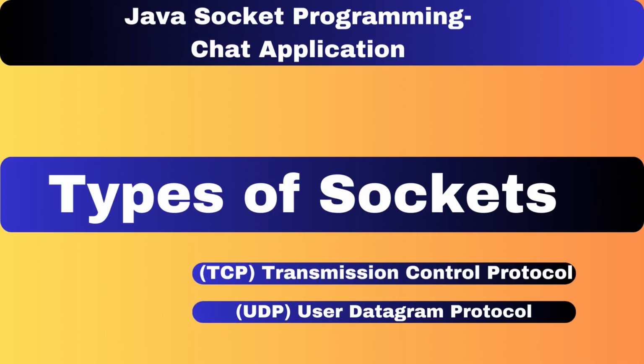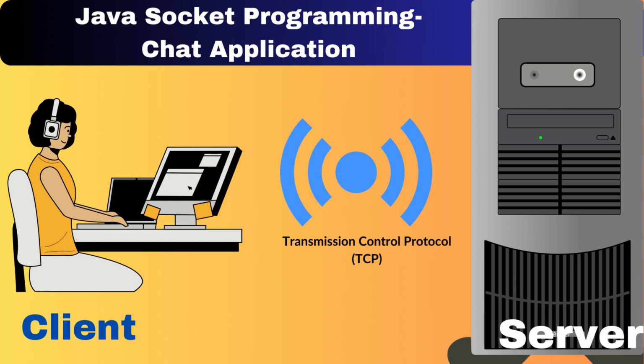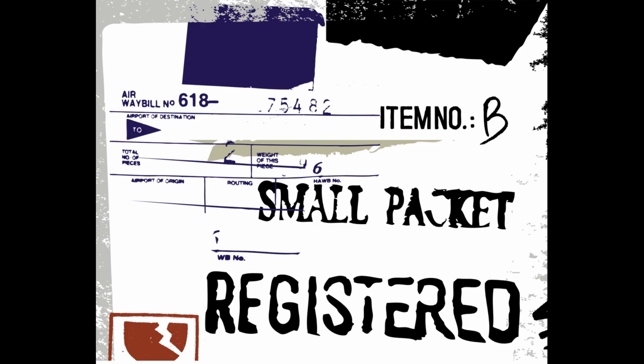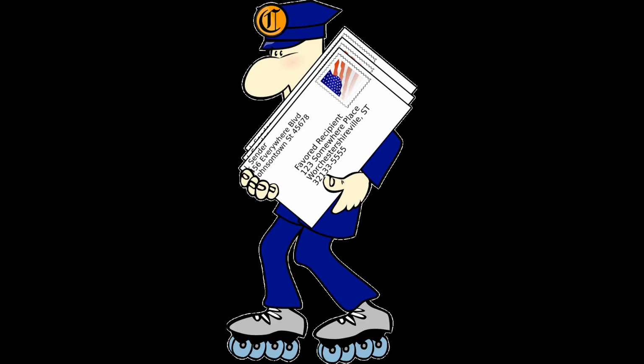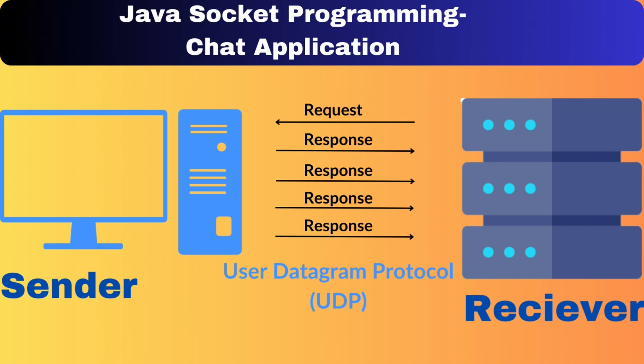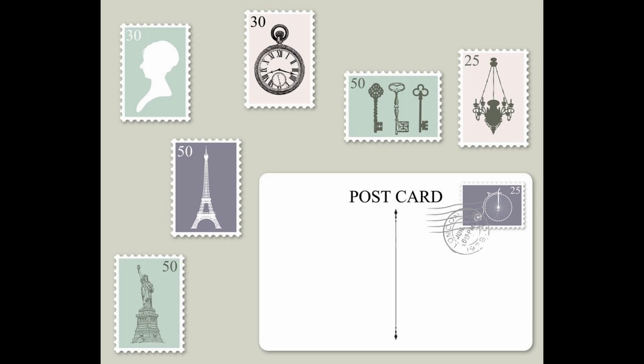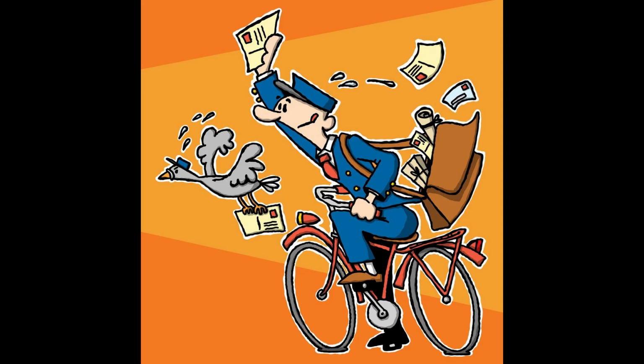Types of sockets. Now, let's explore the two main types of sockets in Java, TCP and UDP. TCP, or Transmission Control Protocol, provides reliable and ordered communication. It's like sending a certified letter where you want to make sure it arrives and in the right order. UDP, or User Datagram Protocol, is fast but not as reliable. It's like sending postcards. They may arrive quickly, but you can't be sure if all of them will make it.